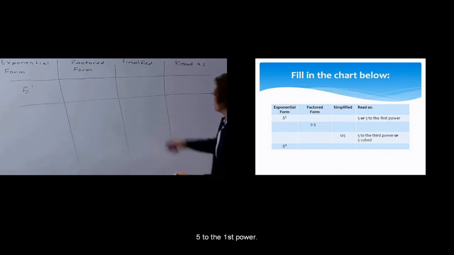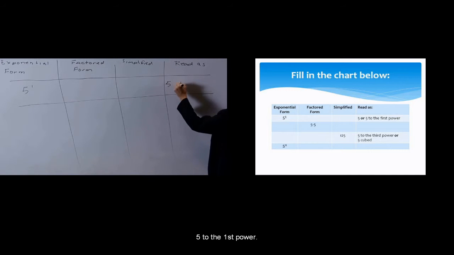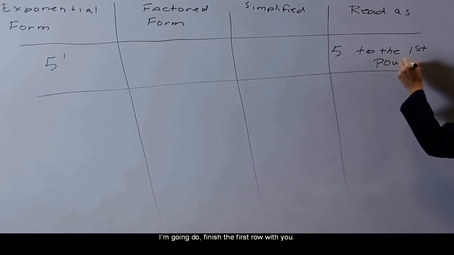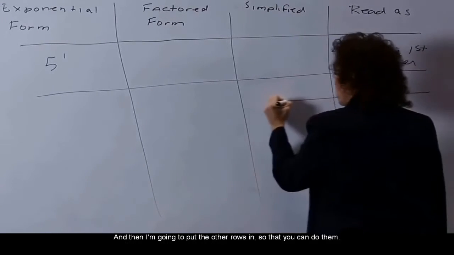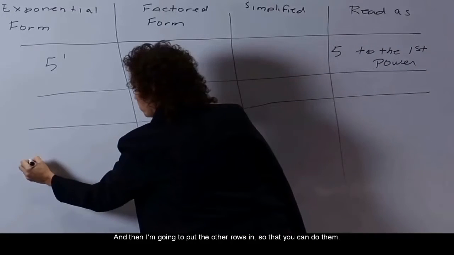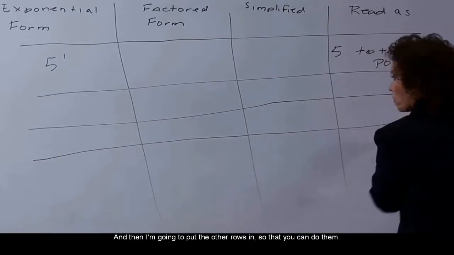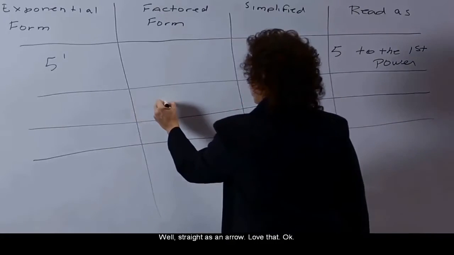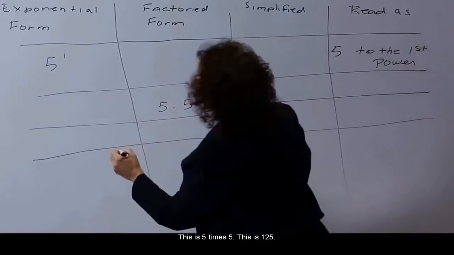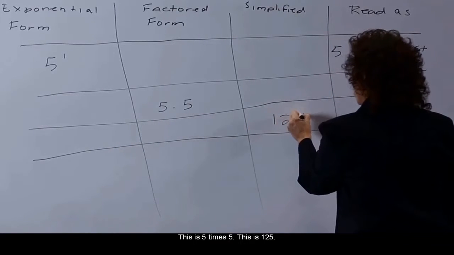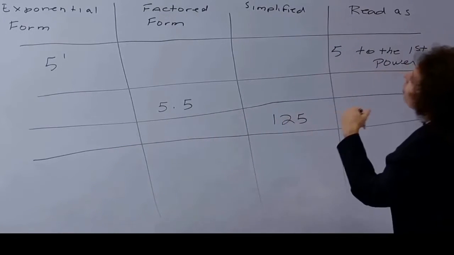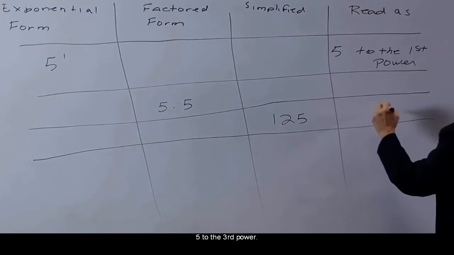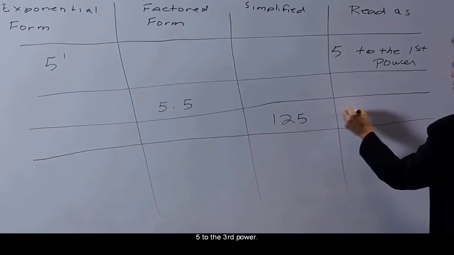Okay, that's 5 to the 1st power. I'm going to finish the first row with you, but I'm going to put the other rows in so that you can do them. Oh, straight as an arrow. Love that. Okay, this is 5 times 5. This is 125. 5 to the 3rd power.